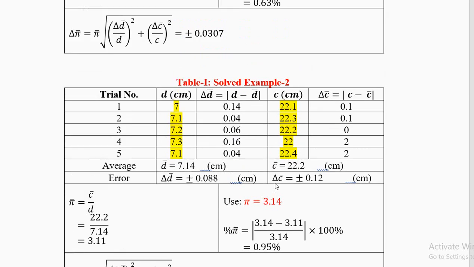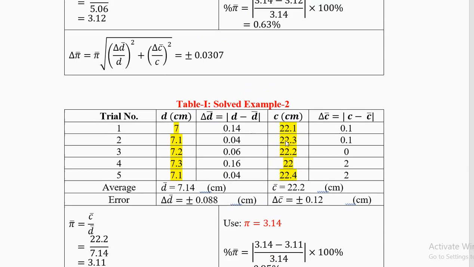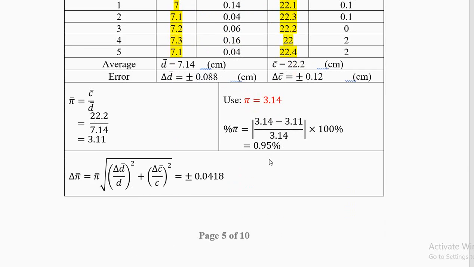So the error is more. Last time it was 6.63%. Now it is 0.95%. But still it is not big. Then calculate delta pi using this formula, which you have to memorize, or calculate using your differentials.